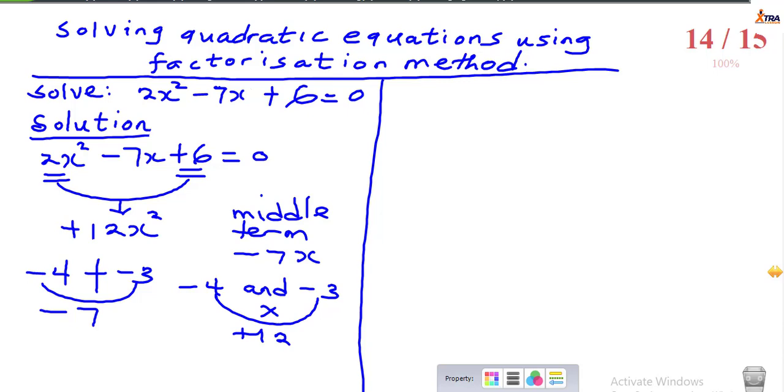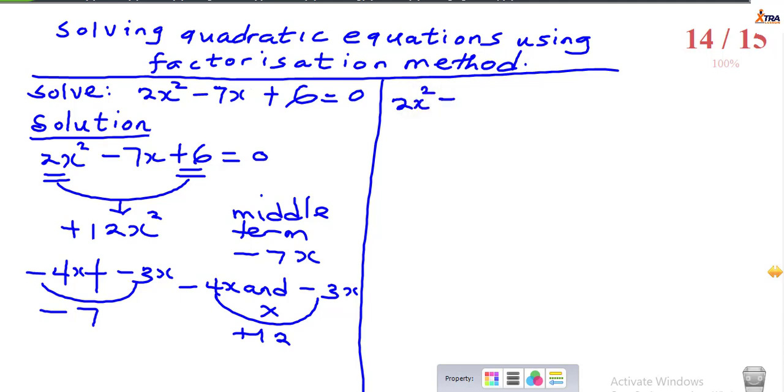So we have the two terms we are looking for, the factors of 12 that also sum to minus 7. Fixing x in both, we have minus 4x and minus 3x. Those are the two terms that we have. So what do we do next? We fix that in the equation.